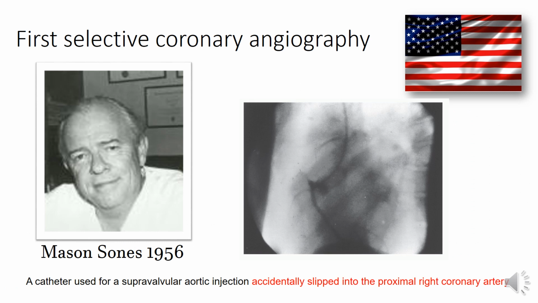Then for the first time we have this picture of the first selective coronary angiography of the right coronary artery in 1956 by Dr. Mason Sones in the USA, when his catheter used for supravalvular aortic injection accidentally slipped and went into the right coronary artery, giving this picture of selective angiography of the coronaries for the first time.